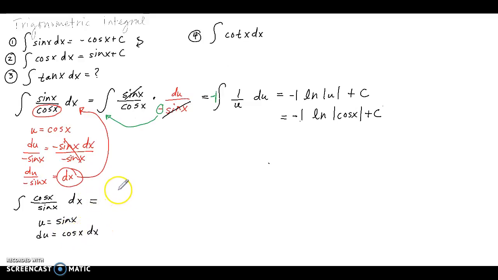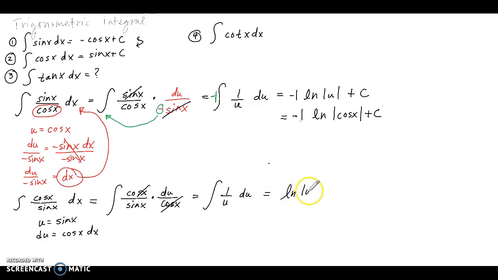So if we rewrite this expression, we get the integral of cosine x over sine x times du over cosine x. These guys cancel. We get 1 over u du is our integration, and we get ln absolute value of u plus c. But now our new u is sine x plus c.